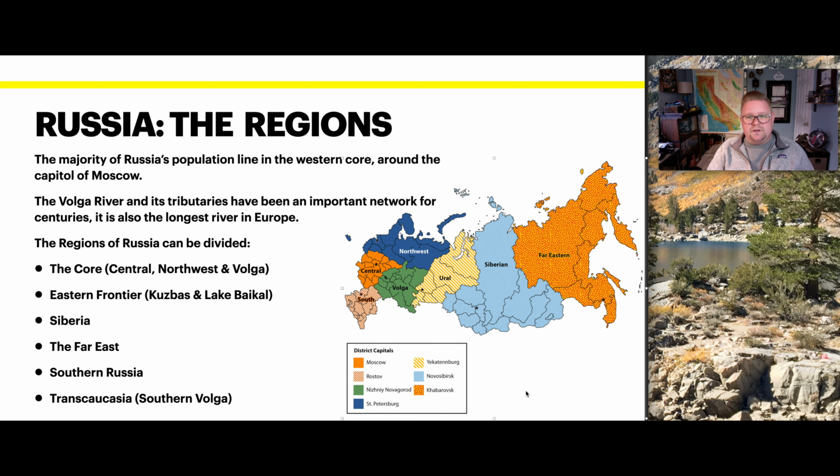So this is another political map that I found that broke it into some smaller regions as well. You can see that here they have Volga and central and northwest separate, the Urals, the Siberia, and then the Far East. But we do have these very unique regions.